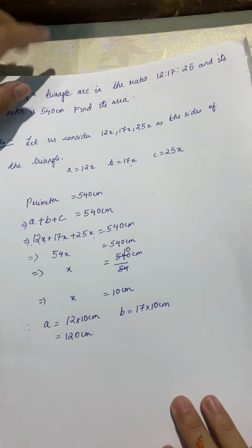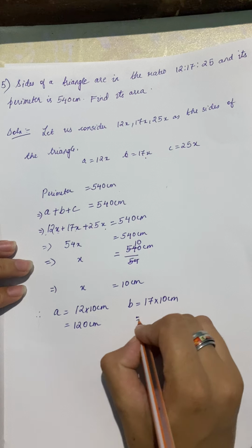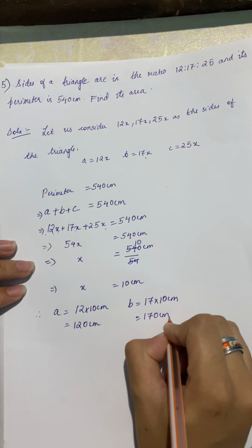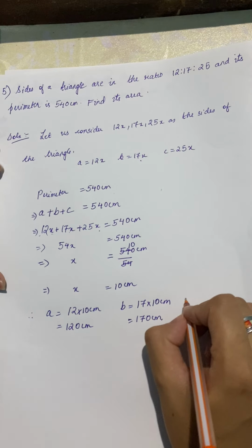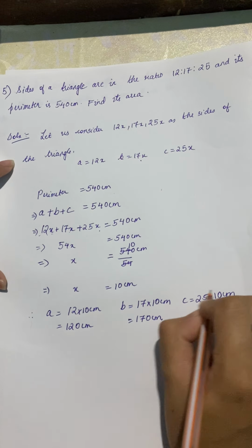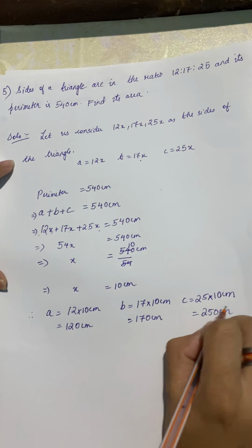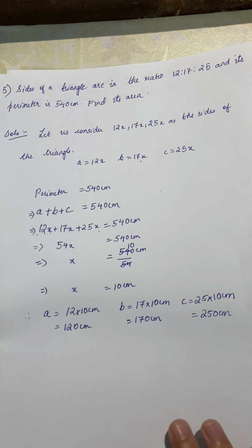In a question, every time remember, they'll always give you a clue. All you have to do is read the question and try to analyze it. This will become 170 centimeter. And lastly, the value of C will be 25 into 10 centimeter, and this is equivalent to 250 centimeter. Clear with this up to this much?